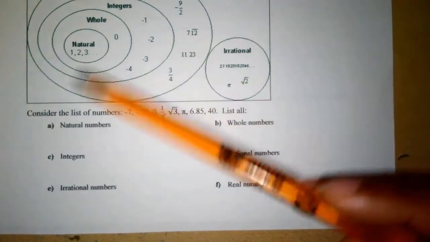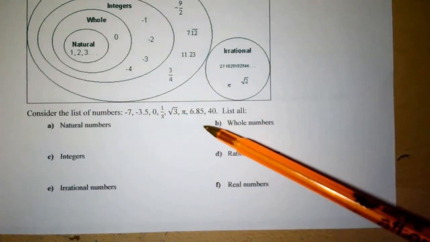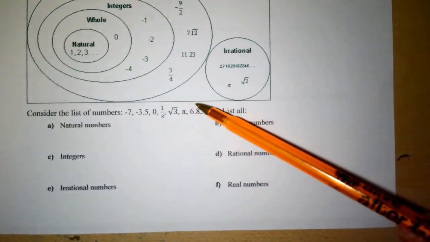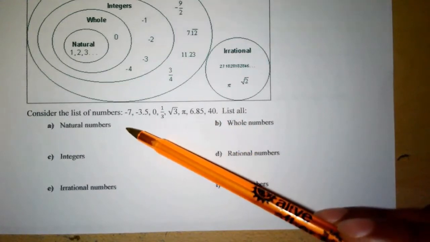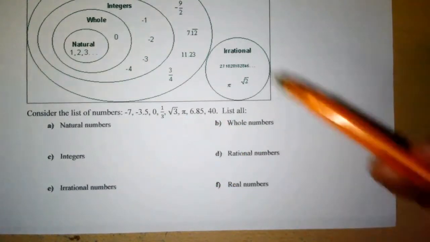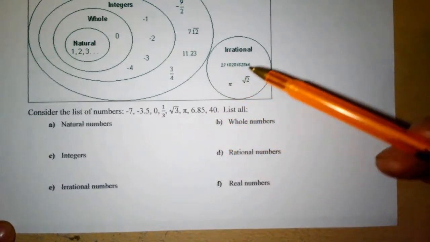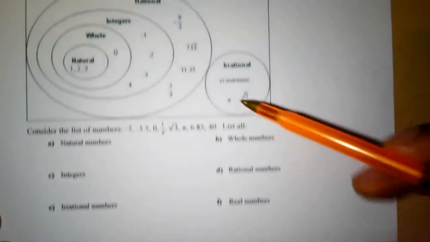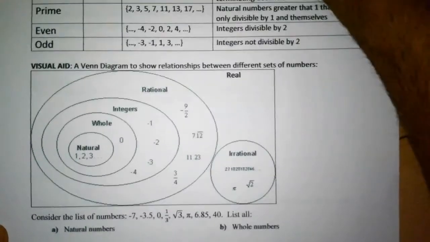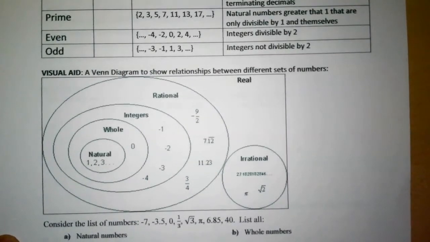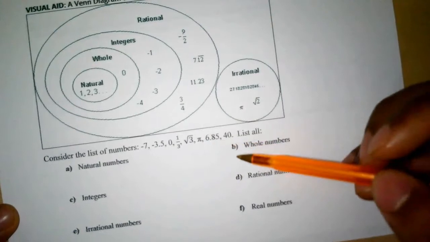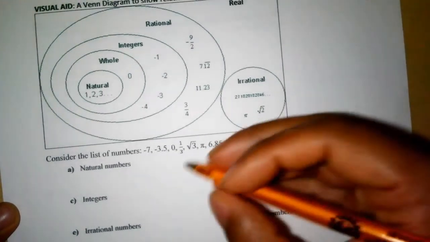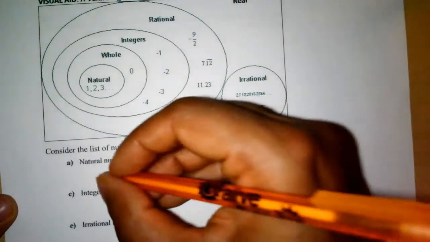Okay, so let's go through some questions, and maybe this will make a little more sense. Consider the list of numbers. We have a list of a bunch of different numbers. Here are some whole numbers, integers. There are some irrational numbers in there too. And we just have to list them out. So let's look at this list. What's a natural number? Remember, natural numbers are the positive whole numbers that don't include 0. So 1, 2, 3, and above. From this list, the only natural number I see is 40.